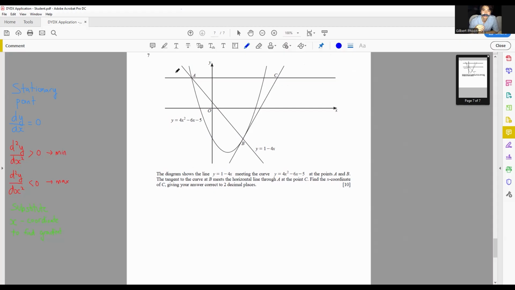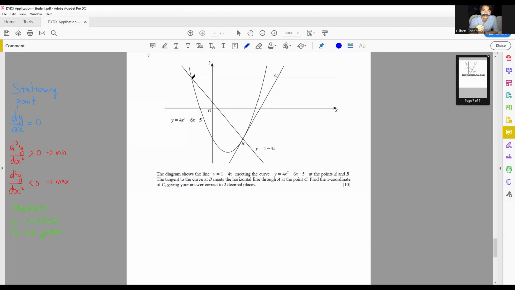The diagram shows the line of y = 1 − 4x, meeting the curve of y = 4x² − 6x − 5 at points A and B. The tangent to the curve at B meets the horizontal line through A at point C. Find the x coordinate of C, giving an answer correct to 2 decimal places.